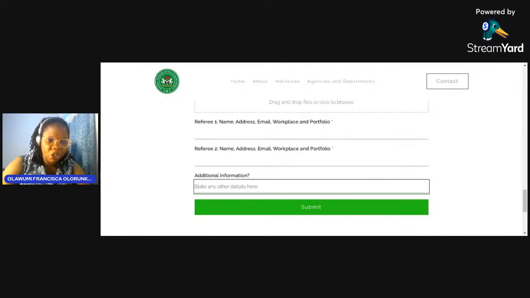Then here, additional information. You are submitting two referees, so you are going to provide their name, their address, their email, workplace, and their portfolio. Their portfolio could be their title. Maybe they're an agriculturist or farmer or cocoa merchant, what have you, just put it there. Then any additional information before you click on submit.